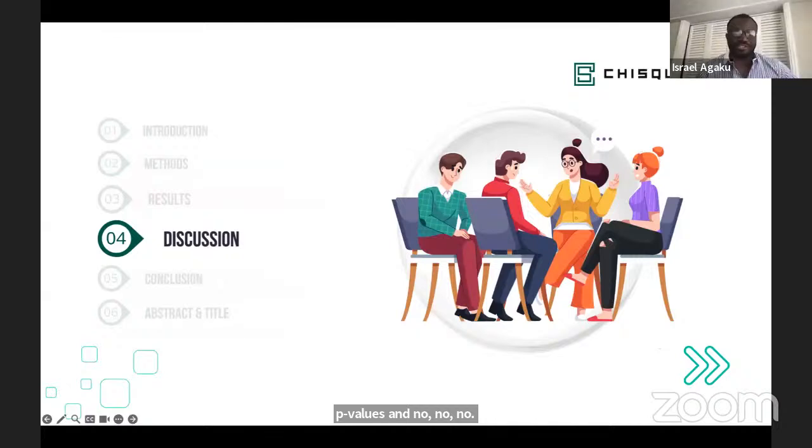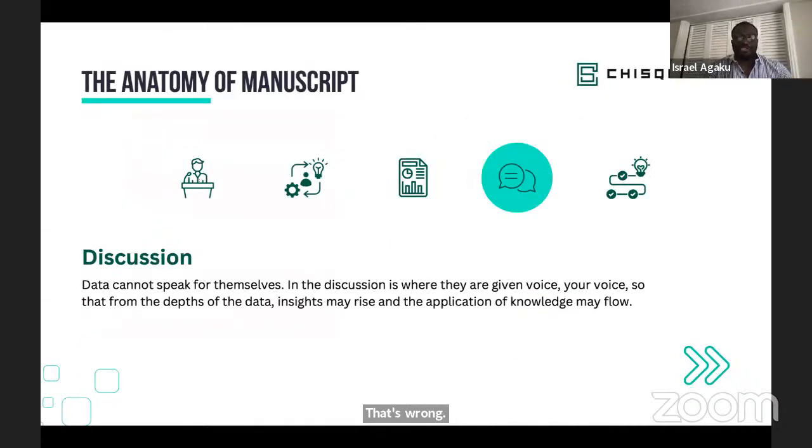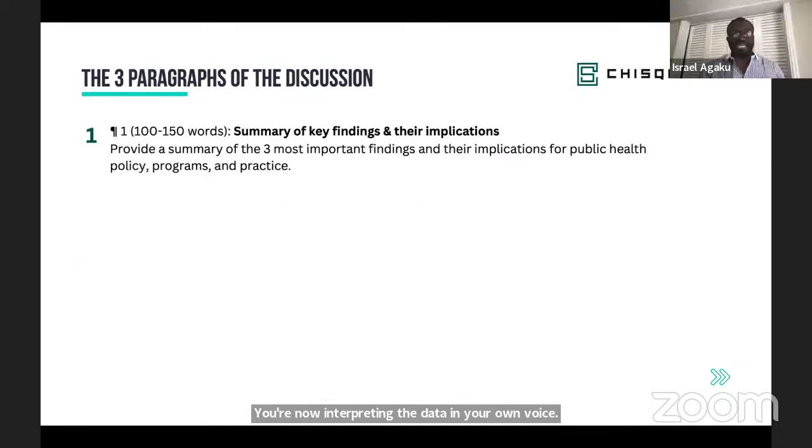Now, let's talk about the discussion. The discussion is based on the premise that data cannot speak for themselves, right? Somebody has to interpret the data and tell us what it is. Now, remember we said in the results, please don't tell us you were alarmed or shocked. If you're alarmed, keep your alarm to yourself. This is where you can be alarmed, right? You're now interpreting the data in your own voice so that you are giving meaning to the data.